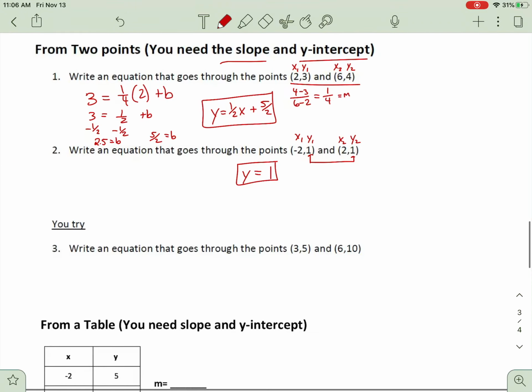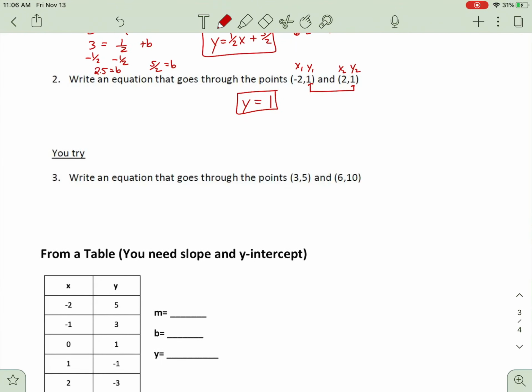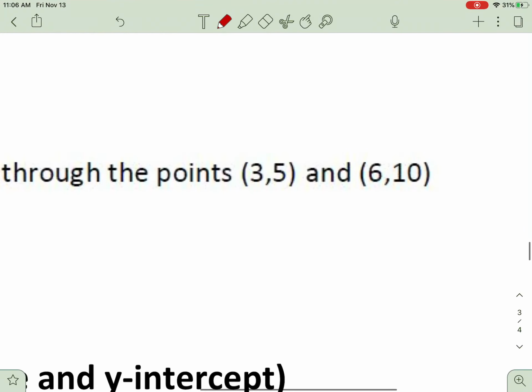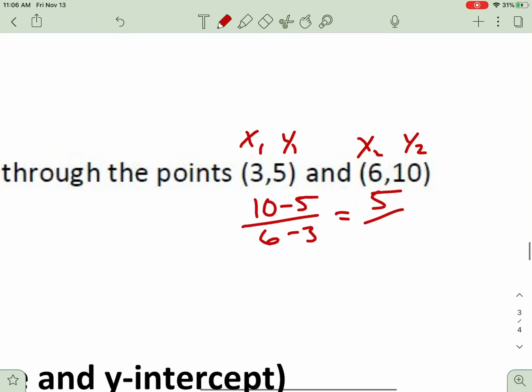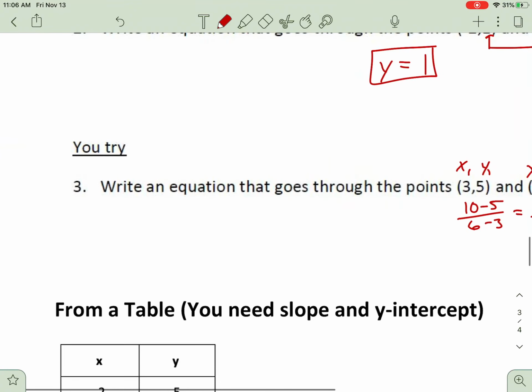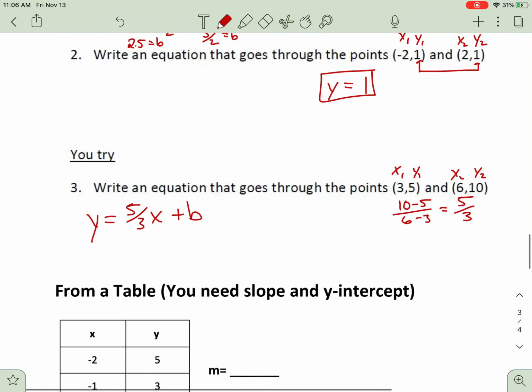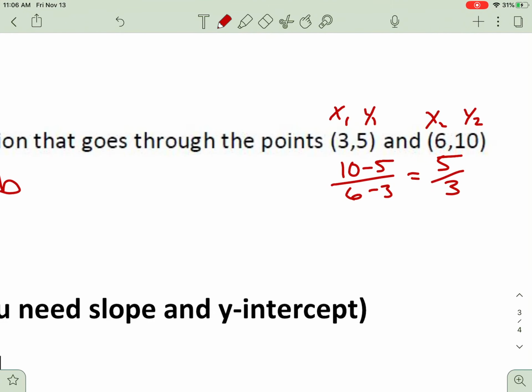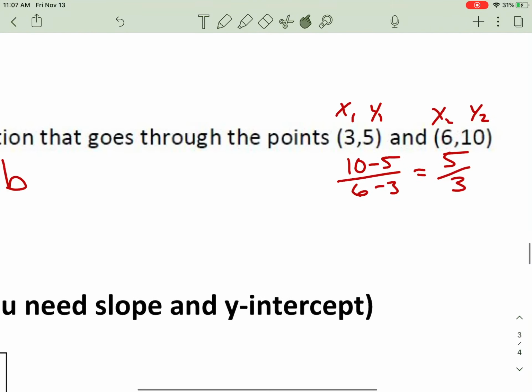So you'd plug it in as a 0 slope, and that should tell you it should be 1. All right, number 3, you try, write an equation. I'll just go ahead and do it for you. So again, x1, y1, x2, y2. So 10 minus 5 over 6 minus 3 is 5 over 3. Okay, so we have y equals 5/3 x plus b. But we have to find b, so I'm going to use 3 comma 5.